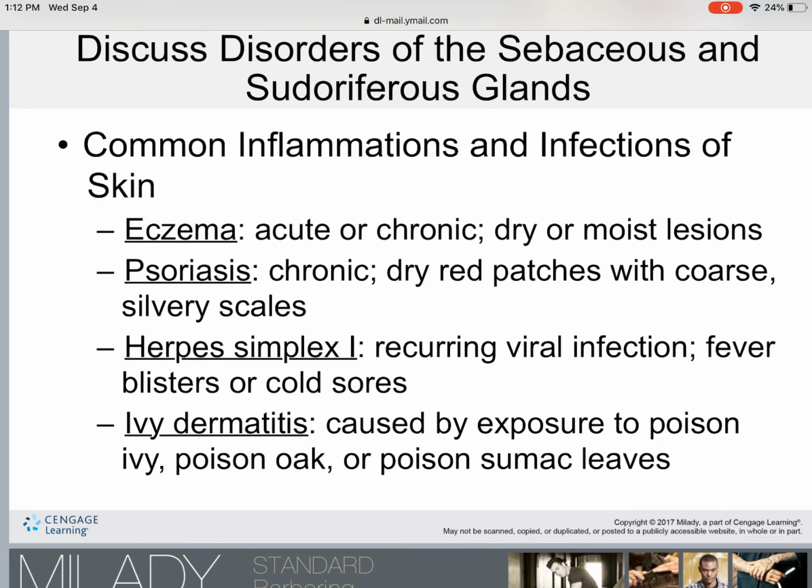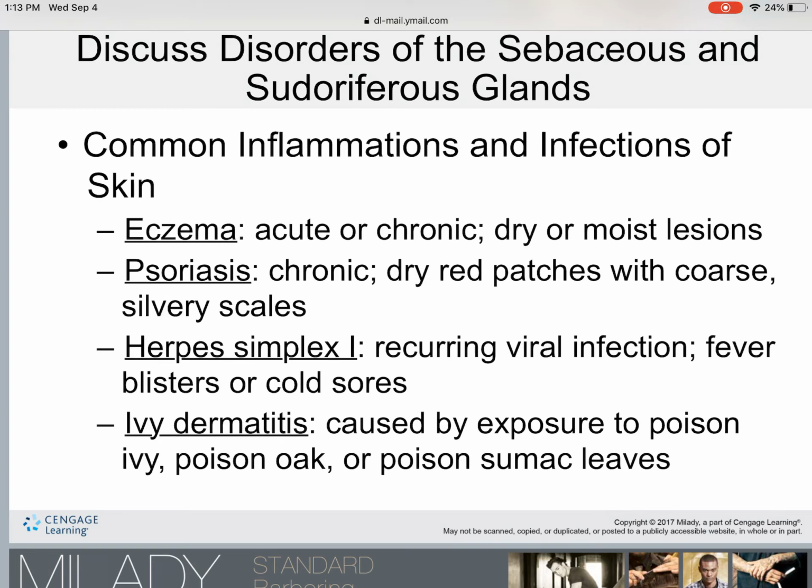Psoriasis is a chronic inflammatory skin disease characterized by dry red patches covered with coarse silvery scales. Psoriasis usually occurs on the scalp, elbows, knees, chest, or lower back, but rarely on the face. If irritated, bleeding points can occur. It is not contagious and its cause is unknown.